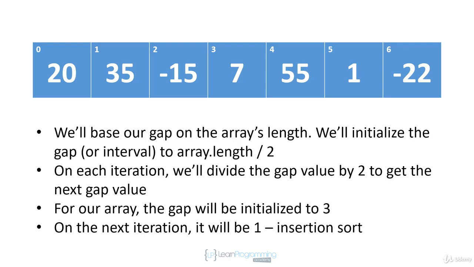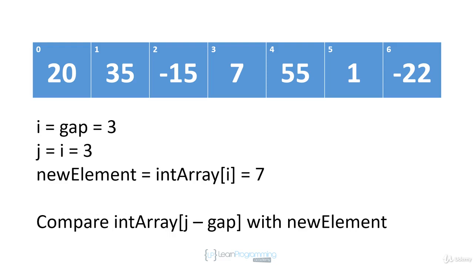So on the first iteration, we'll use a gap value of 3, and then on the final iteration, and this is always true for shell sort, the gap value will be 1, and at that point, we'll be doing an insertion sort. But because we've done a previous iteration and we've moved some of the elements around, some of the elements will be closer to their sorted positions. So let's go through this.